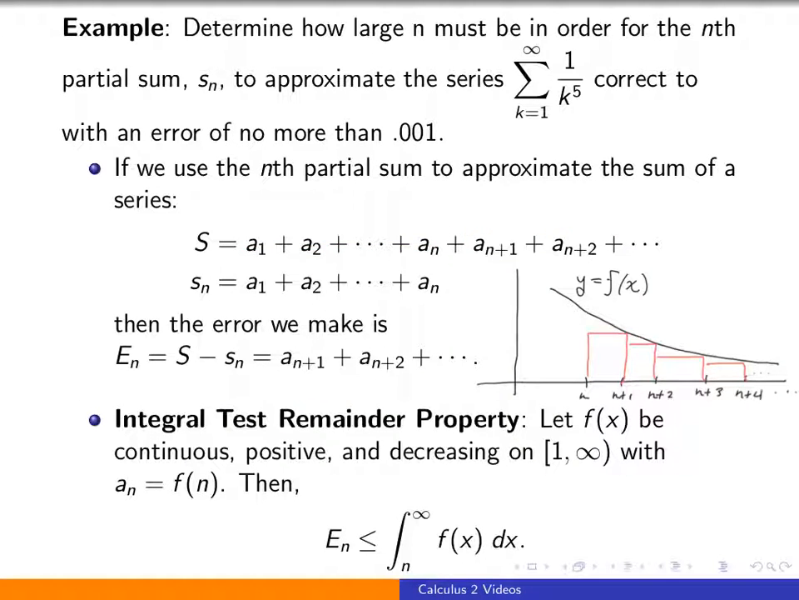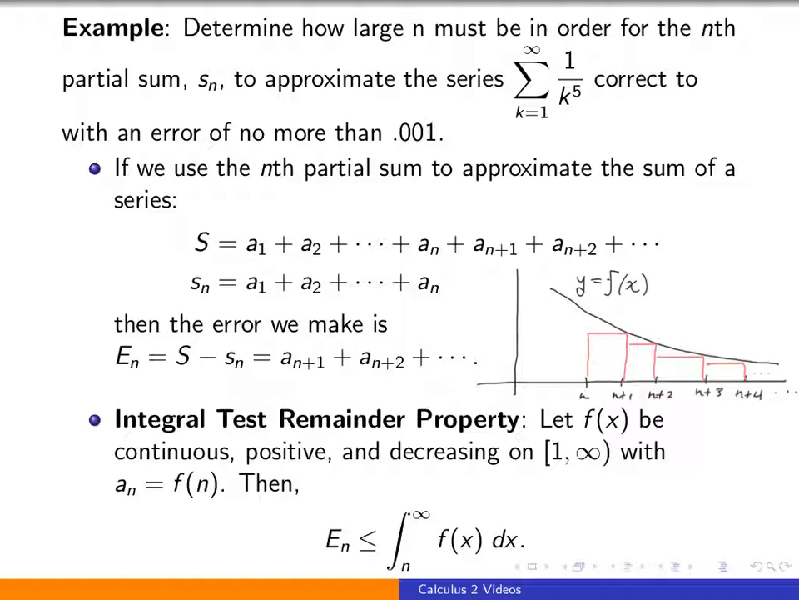Now, the property we are going to use is referred to as the integral test remainder or estimation property. So if we have a situation where we can apply the integral test, that is, the associated function f is continuous, positive, and decreasing, then this error, e sub n, is bounded above by the integral from n to infinity of the function. And the picture here should hopefully illustrate why that is true.